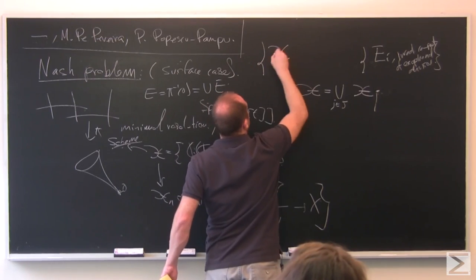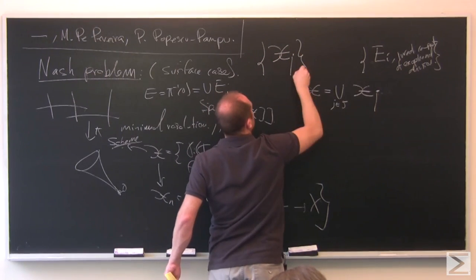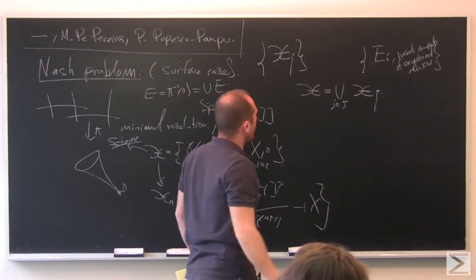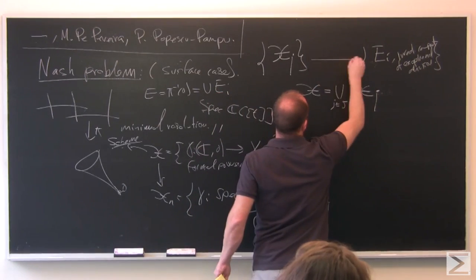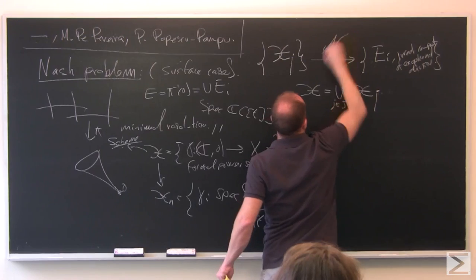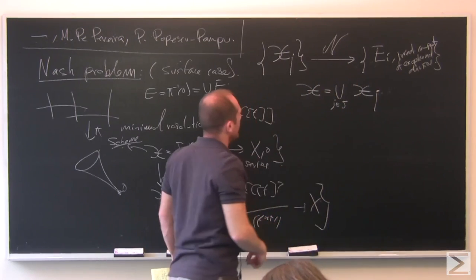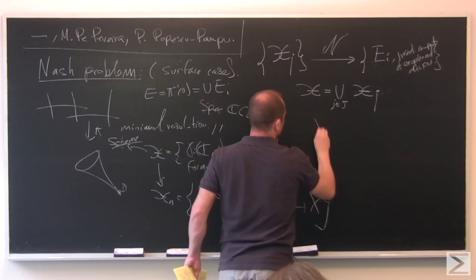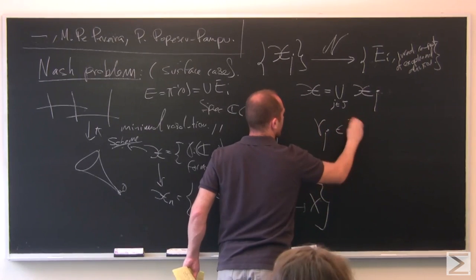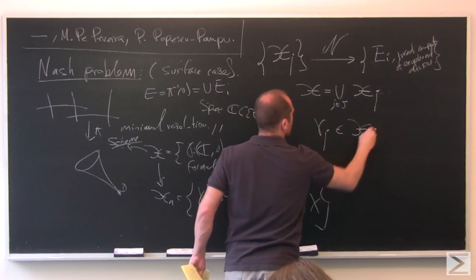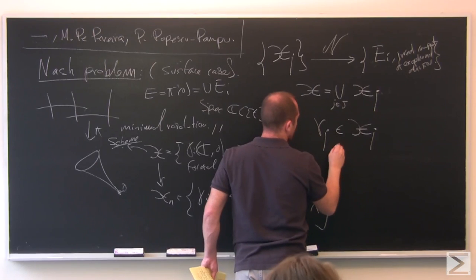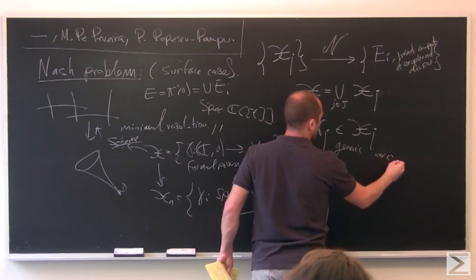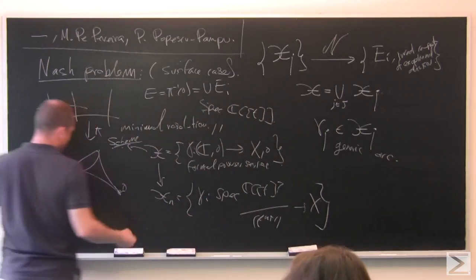So you take the set of irreducible components of the arc space, and now you're going to define a mapping, which is the Nash map. And you define it as follows. You take a component X_j, and take an arc gamma belonging to X_j, in a generic way. So you picture it here.